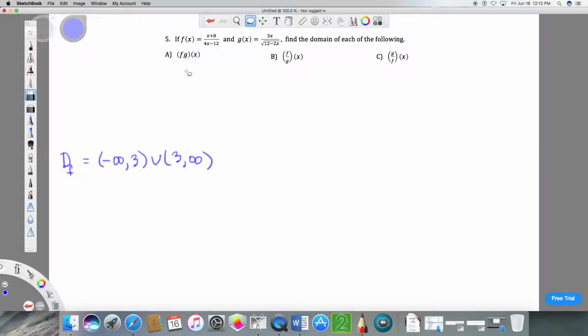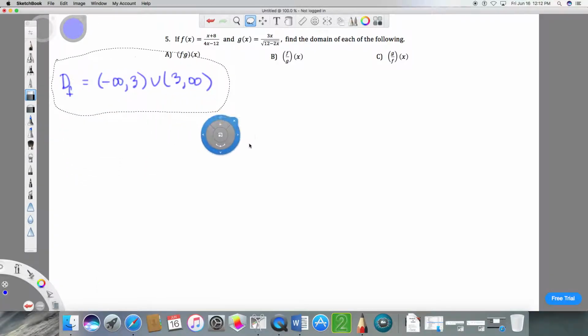And let's do the same thing for function g. And again, you begin the same way each and every time. The domain is the set of all real numbers, excluding any values that cause division by 0, and excluding any values that would cause you to take the square root of a negative number or the even root of a negative number. So here we have both going on at the same time.